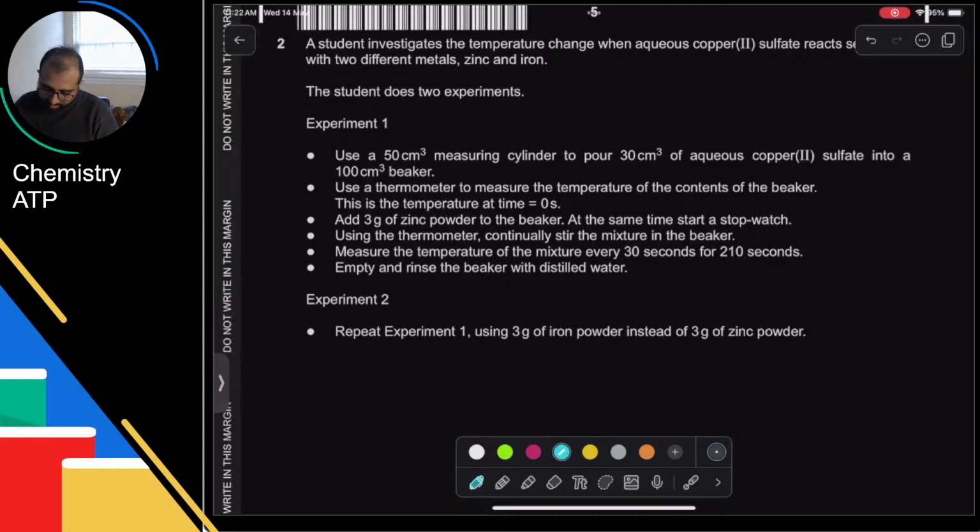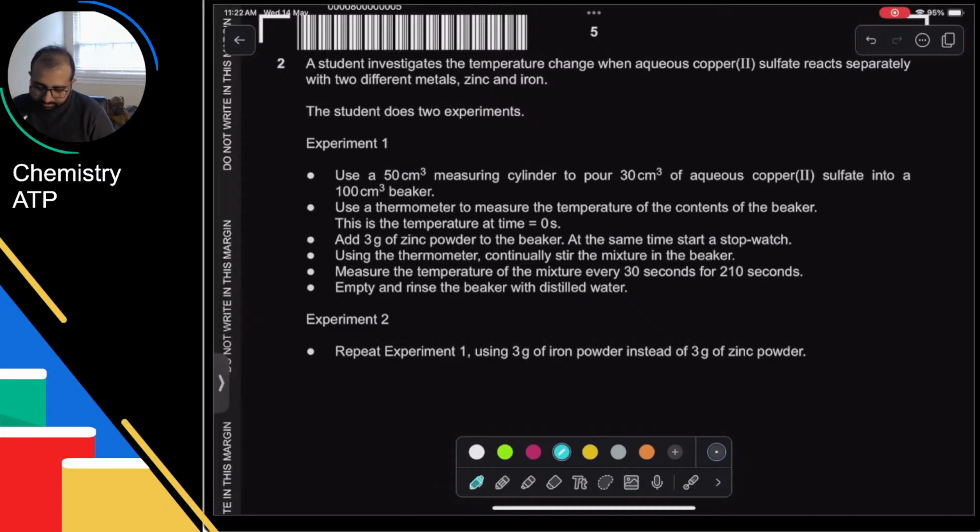I'm good. Thank you. Alright, a student investigates the temperature change when copper 2 sulfate reacts separately with two different metals, zinc and iron. Basically, there's many angles that they can take here. They can talk about rate of reaction, they can talk about reactivity series, they can talk about solubility, a lot of things. But what they're doing here is temperature. So that clearly tells me this is rate of reaction.